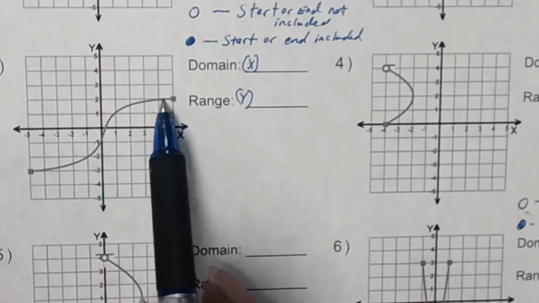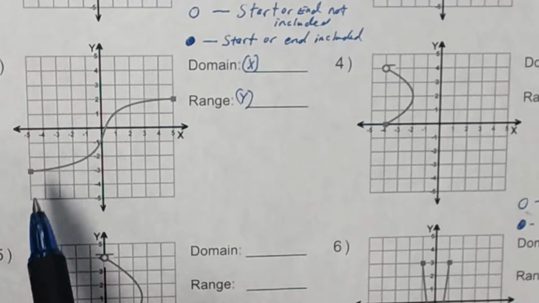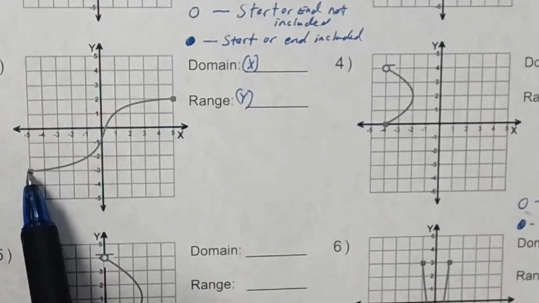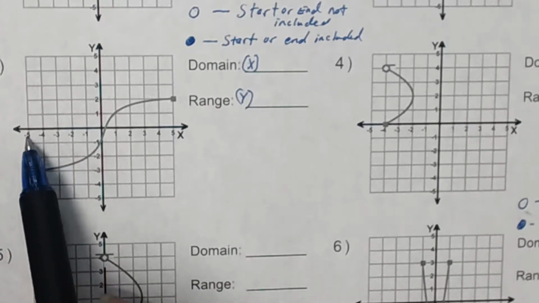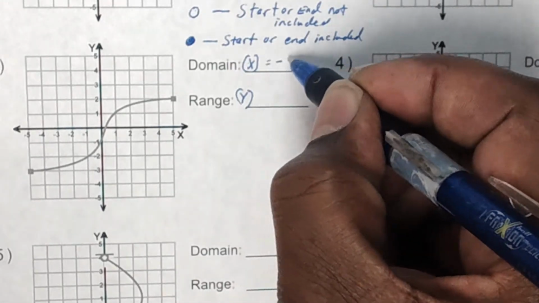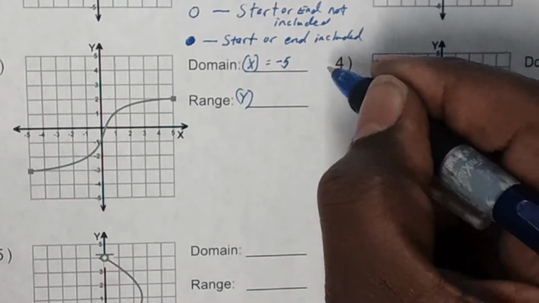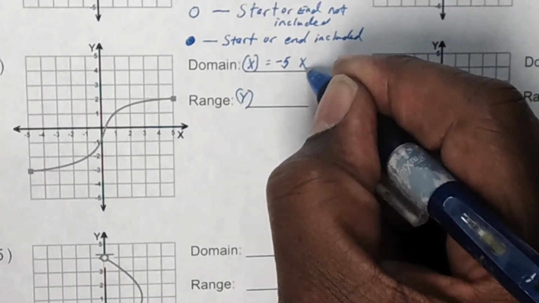This is our graph. This gray line is the graph that we're doing the domain and range for. Our smallest value on this graph is here, and it's a closed point. So that means this value is -5. So we're going to write -5 here. Because we're doing domain, we're going to put an x in the middle.